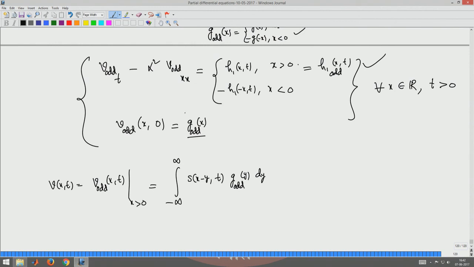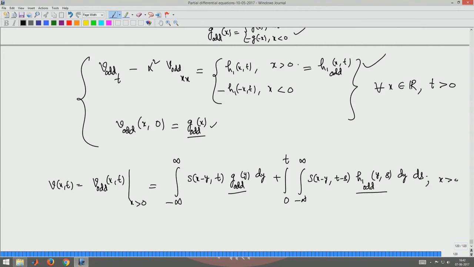This is my earlier problem. It is a homogeneous solution with this initial data, plus the non-homogeneous solution with 0 initial data, that is the integral from 0 to t of the integral from minus infinity to infinity of s of x minus y t minus s acting on h1 odd of y s dy ds. You simply substitute what g odd and h1 odd are, and this is your solution. Wherever x is there, x is always positive.